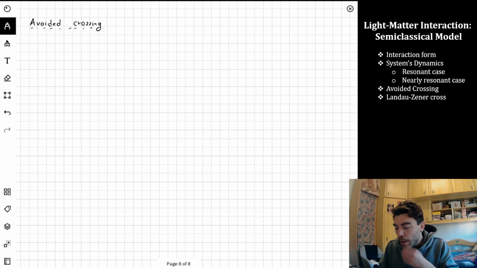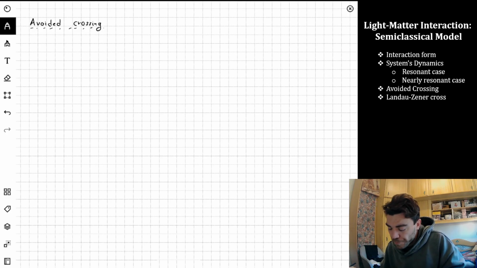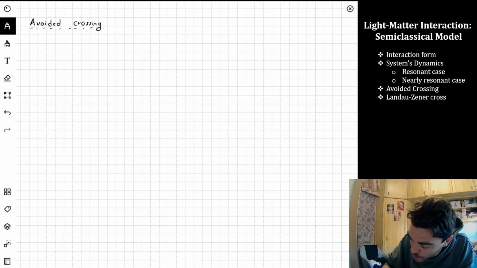independently. But now let's see another effect of this light-matter interaction that is related, obviously, to what we just saw in the dynamics, which I call the avoided crossing. Avoided crossings are a phenomenon that happens commonly in quantum mechanics when you start mixing states, and you will see what I mean by that in just a second.